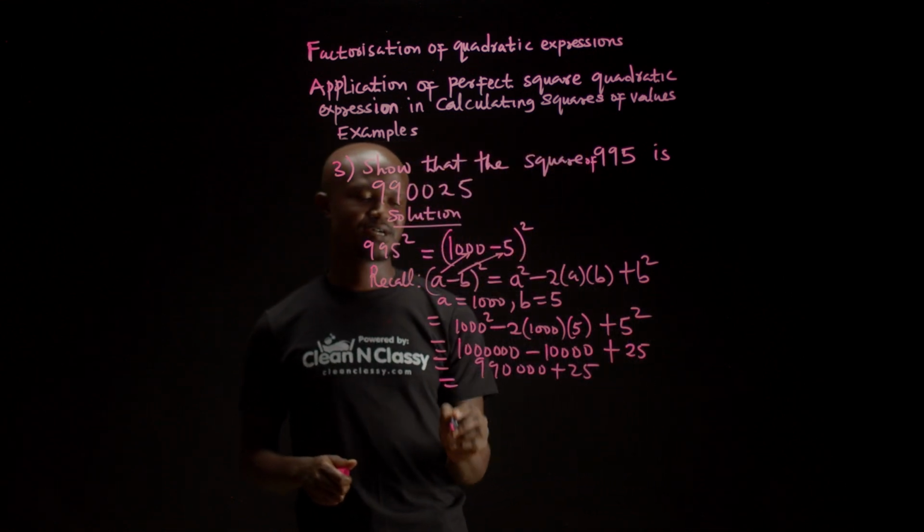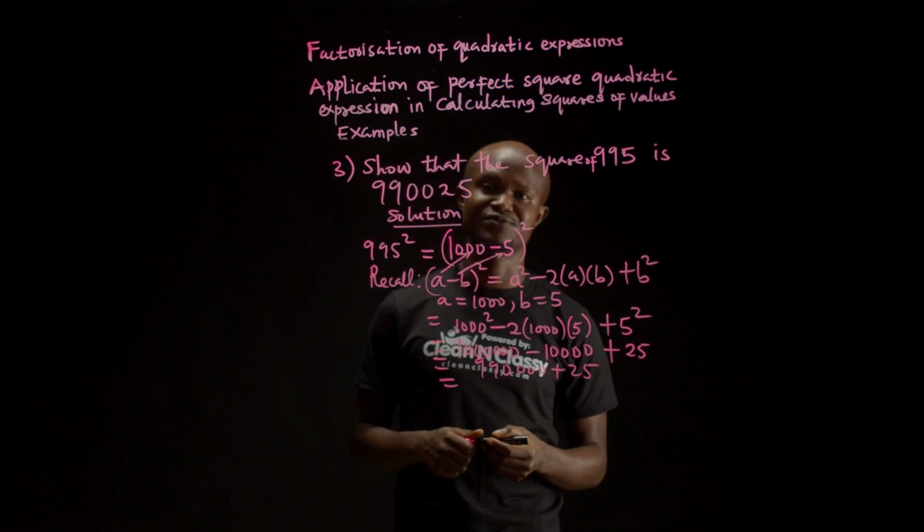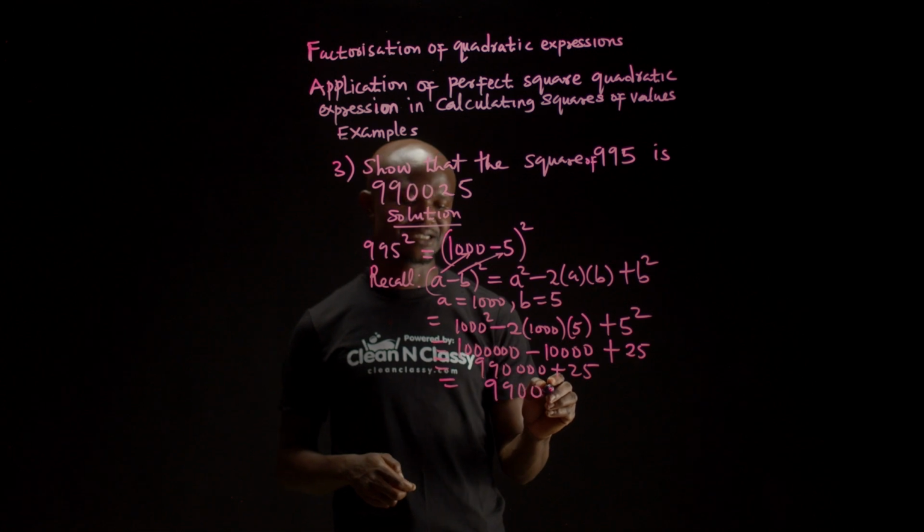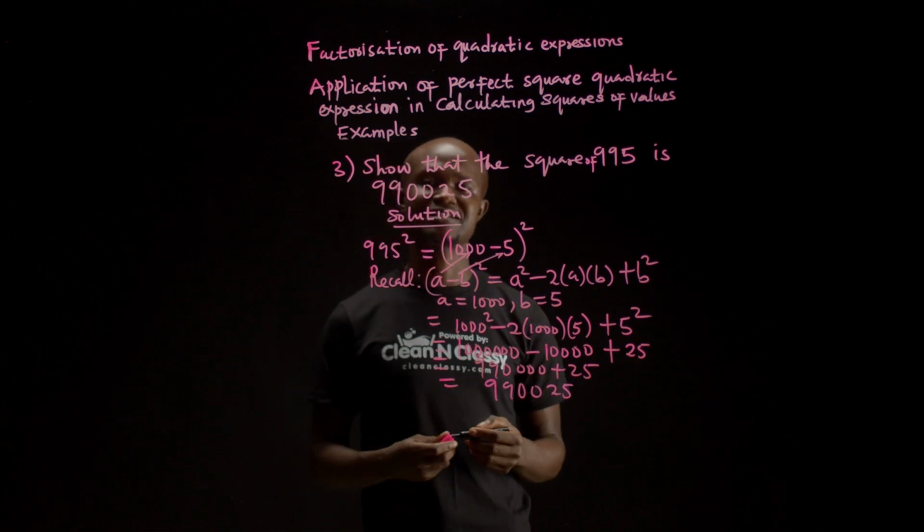So what do we have? 990,000 plus 25 will give us 990,025. That is the solution to the problem.